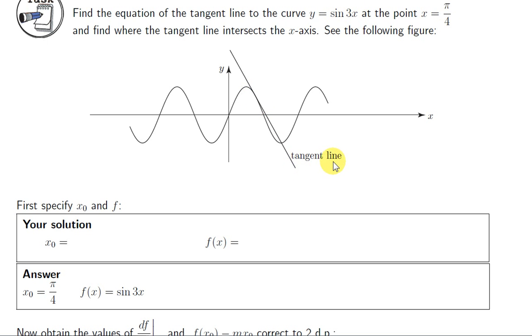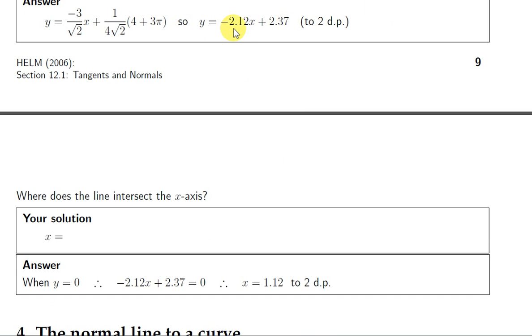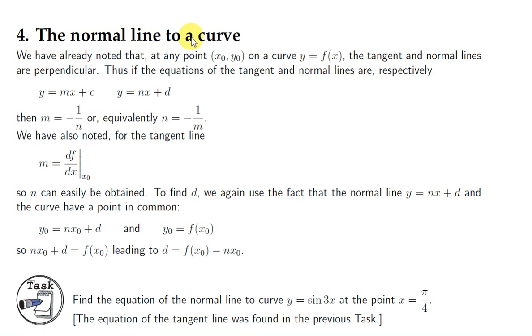So we can get the equation of the line. To find out where this line intersects the x-axis, well, we just set y equal to 0, because all points on the x-axis have y value 0. So we set y equal to 0 and solve for x to find a point on the x-axis that satisfies this equation. Next we will get the equation of a normal line to a curve.